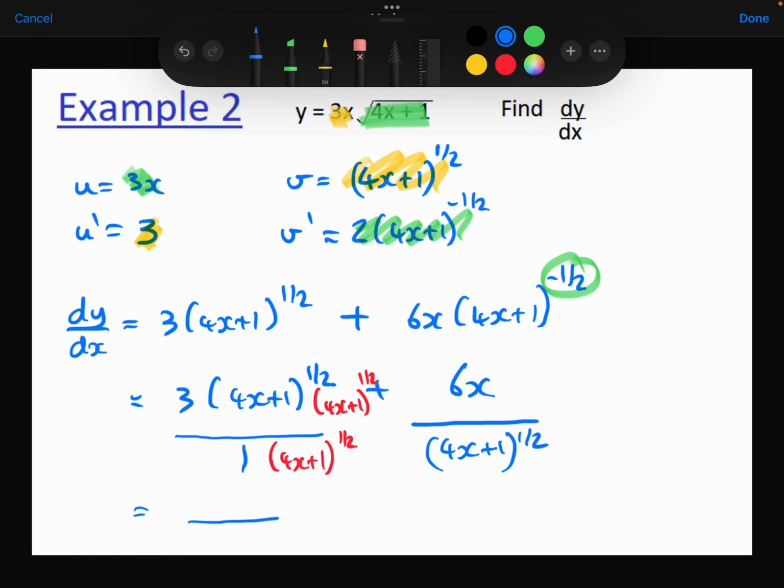And so this first fraction then, we've got 3 lots of the 4x plus 1 to the power of, now when we multiply these together here, we add the powers, power of a half plus power of a half, so that's power of 1. So I could write the 1 there, or I don't really need that power 1. I could just leave it like that.